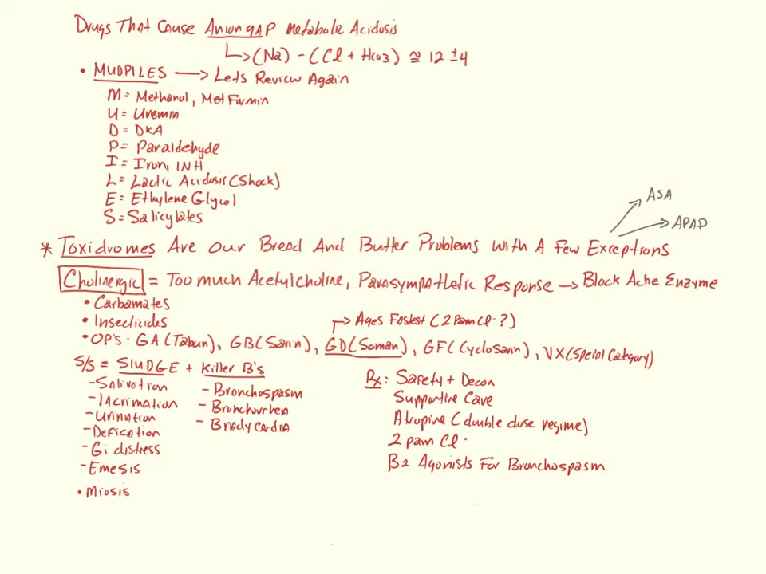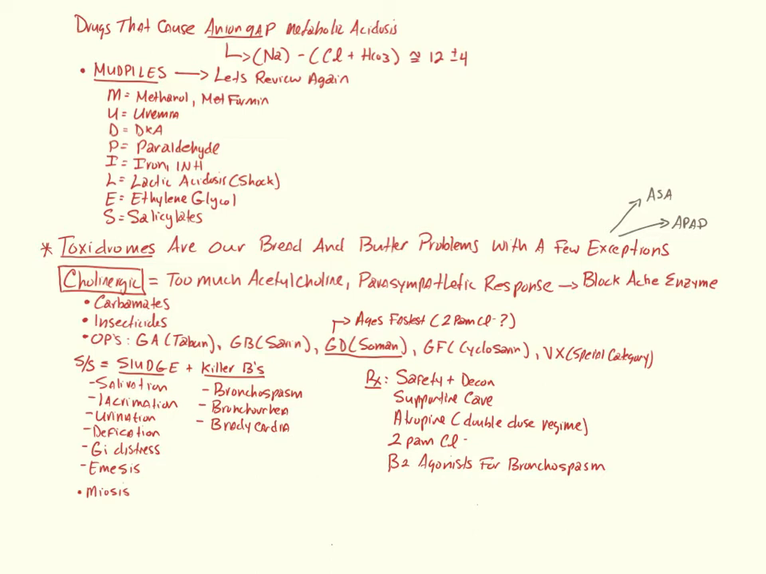What are some examples of agents? Your carbamates, okay? Your carbamate and your organic phosphorus insecticides, and then your weaponized organic phosphorus agents. And we'll talk about some examples. And are you guys familiar with the NATO designation? Every potentially toxic or warfare agent is given a NATO designation. It's generally two letters, okay?